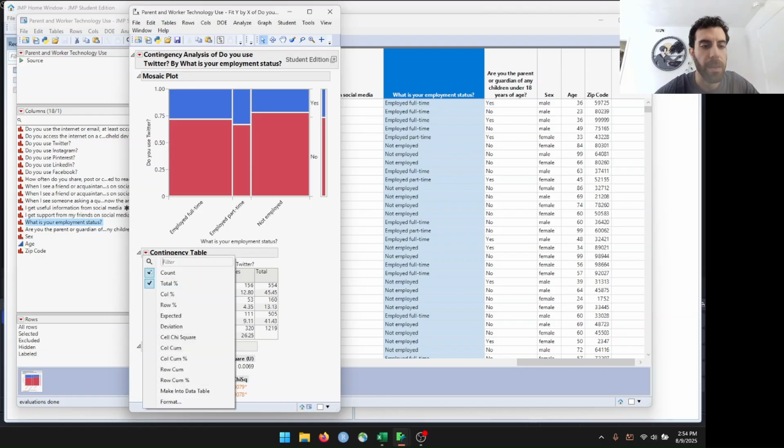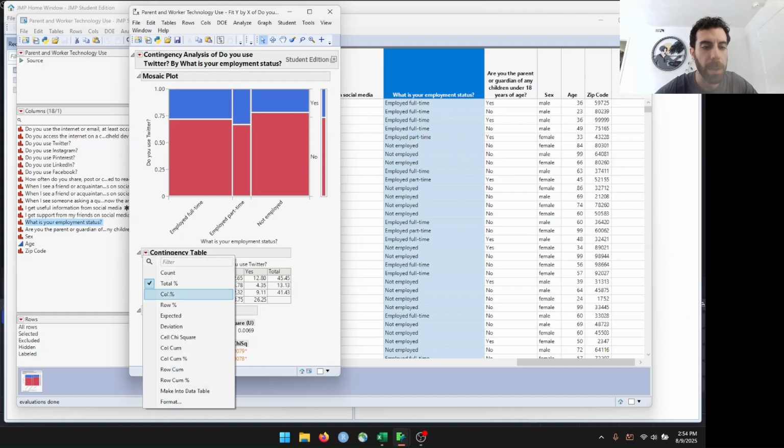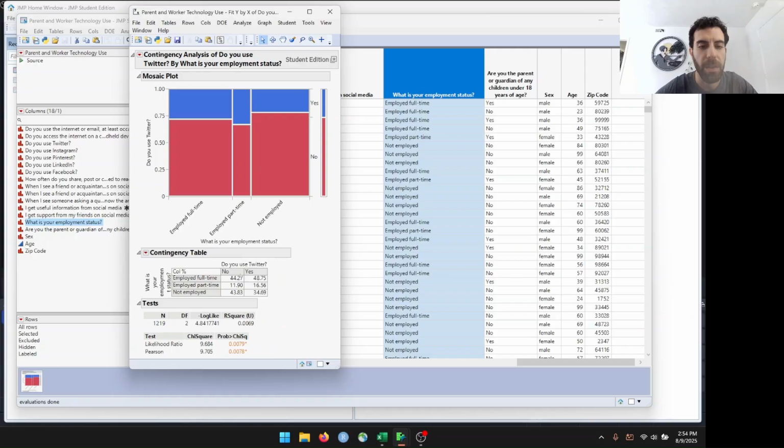Percent of total I think is a little bit less informative. It's a little better than counts for interpretation, because you can see how many people fall into each. But I would probably do percent of column or percent of row because it's easy for me to read. So here I have column percentages, right? So when I add these all up, it adds up to 100%.